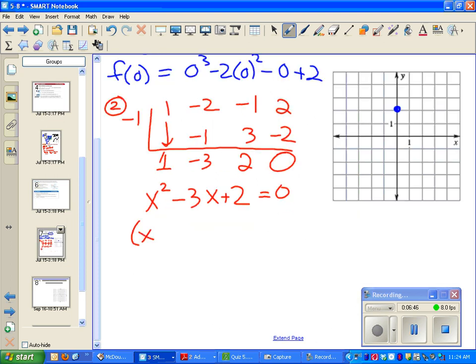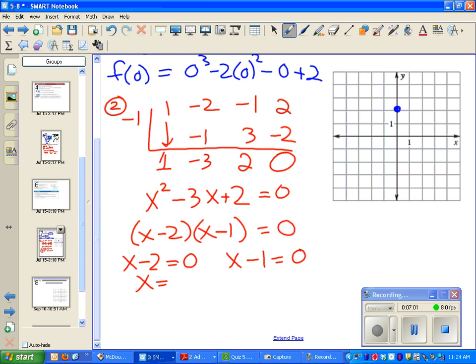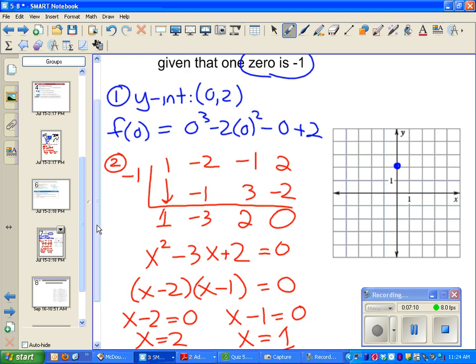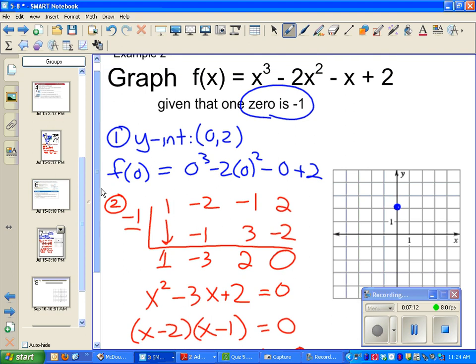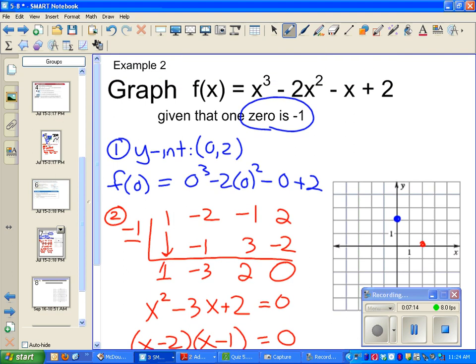So this factors into x minus 2 times x minus 1, and you can either do the box or write down the factors to figure that out. And then I'm going to set these equal to 0 to solve for my other x-intercepts. So if I add 2, I get x equals 2. If I add 1, I get x equals 1. So my x-intercepts are +2, +1, and -1. That's the one they already gave me. So +2, 1, and -1.